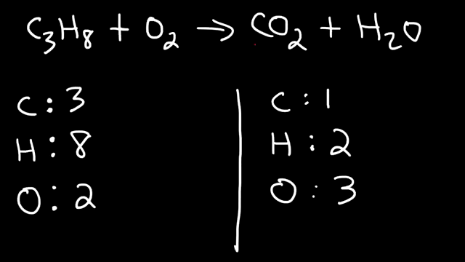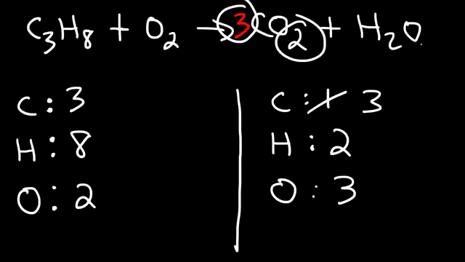What we need to do is, we have 3 on the left, 1 on the right. So we need to multiply 1 by 3 to get 3. So let's put a 3 in front of CO2. And so we're going to have 3 carbon atoms on the right side. Now, this is going to change the number of oxygen atoms on the right side. So now this is 3 times 2, which is 6, plus 1. So now we have a total of 7 oxygen atoms on the right side.